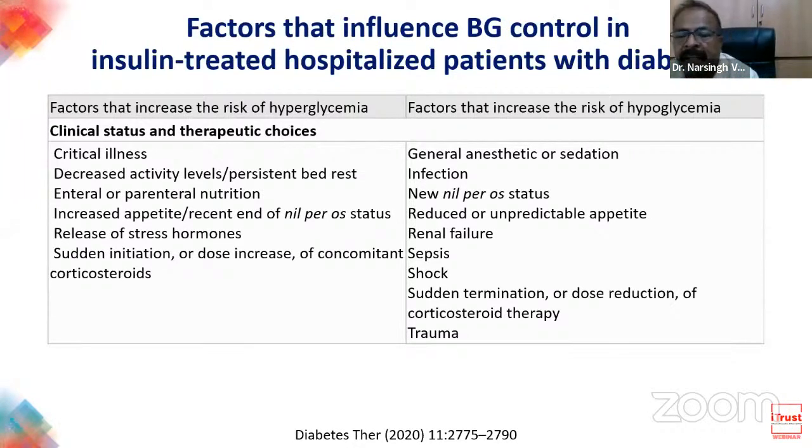Factors that increase the risk of hypoglycemia are general anesthetic or sedation, infection, new nil per os status, reduced or unpredictable appetite, renal failure, sepsis, shock, sudden termination or dose reduction of corticosteroid therapy, and trauma. So these are the situations that can produce hypoglycemia. We should be aware of these conditions. Next one, please.